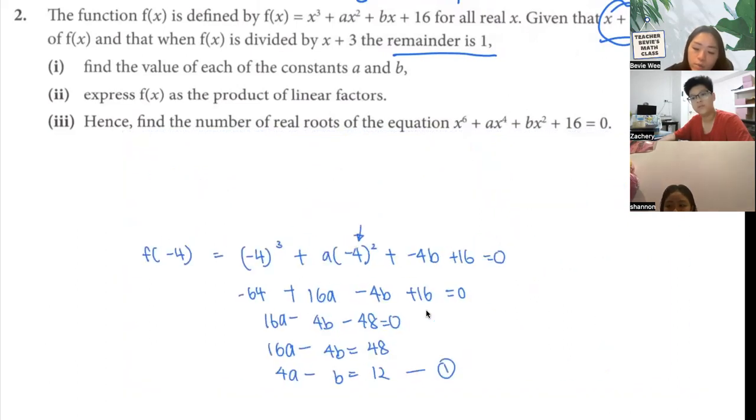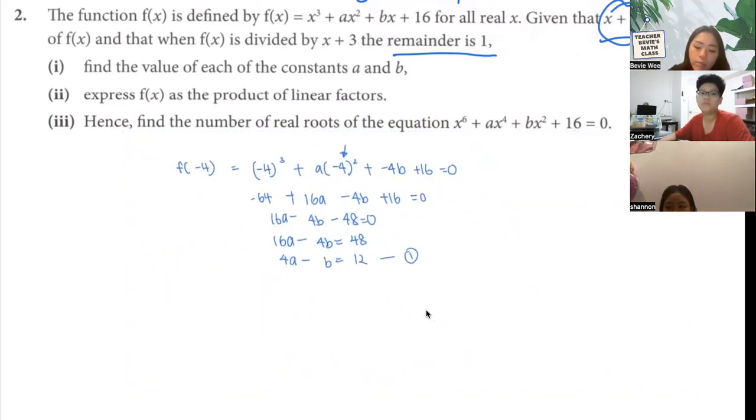All right, can I give you 2 quick minutes? Can you all help me do the remainder theorem portion? Just give me the equation for that, something like what we did. Don't need to solve for a and b, okay? If you are fast enough, of course, that would be great.